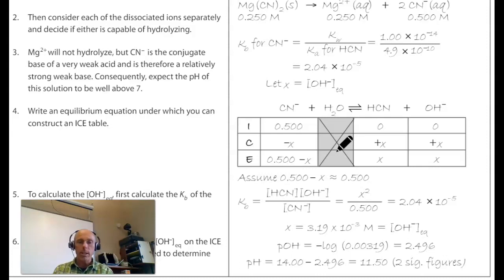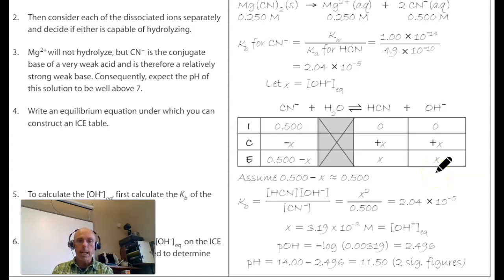They're both 0. Cyanide goes down by X. Our products, our conjugate acid and hydroxide, go up by X. And we get 0.5 minus X and X in that third row. Remember, X being small compared to 0.5 means we assume 0.5 minus X is 0.5. So we set Kb equal to our E row, our equilibrium row. Kb will equal X squared over 0.5, which we've seen a bunch now. And if we solve for X, which is the concentration of both the weak acid and, more importantly, hydroxide, we get 2.04 times 10 to the minus 5.